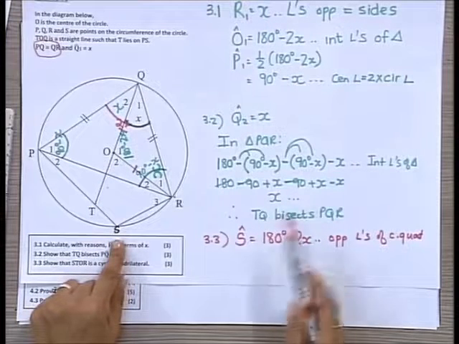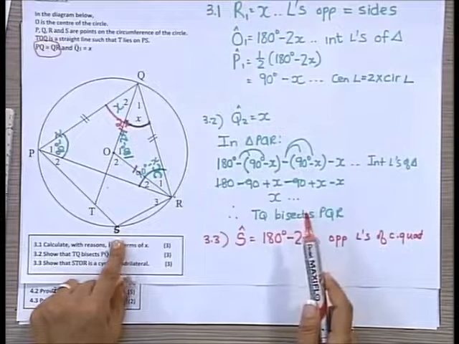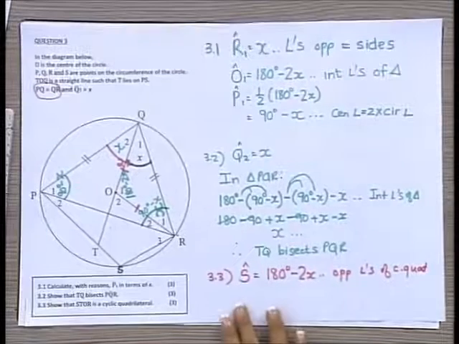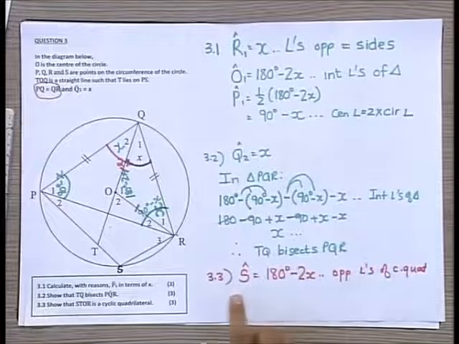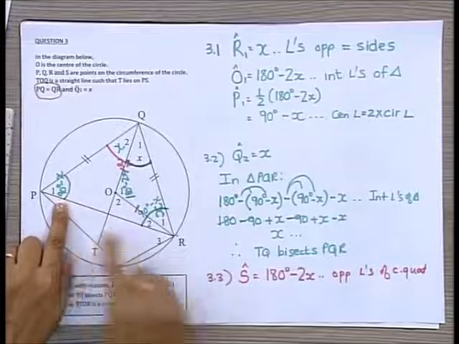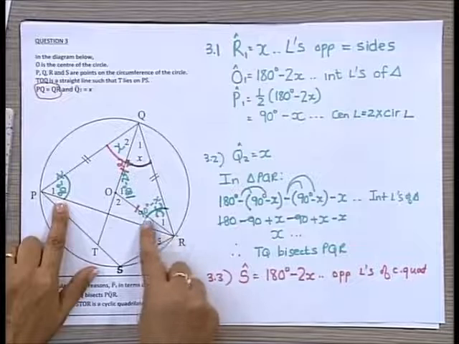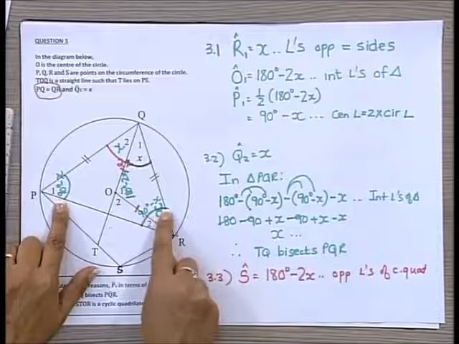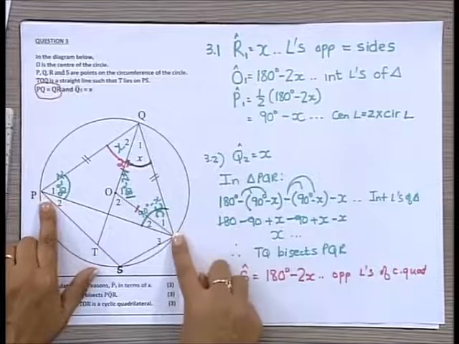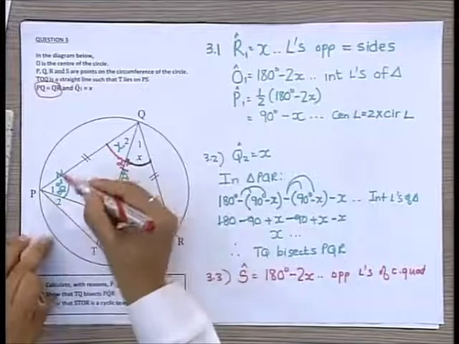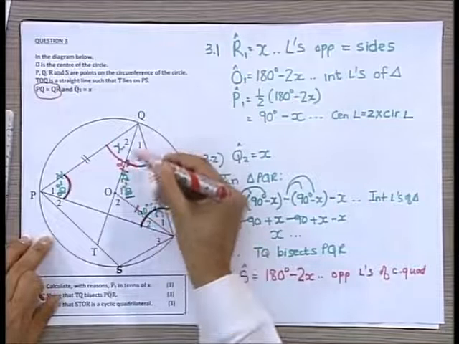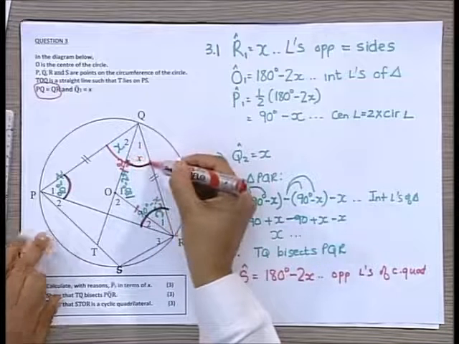Right, I just want to repeat 3.2. Somebody is just saying, please, can you just show me 3.2 again? The student who's asking that, can I show you? Remember, P1 was 90 minus x. So I said that angle R is also 90 degrees minus x because this is an isosceles triangle. Do you understand that? So this is 90 minus x, and that is 90 minus x, and this angle they gave me to be x.